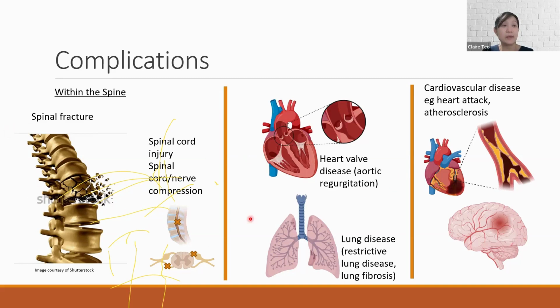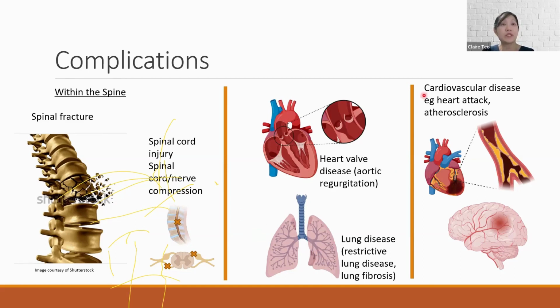leading to a heart condition called aortic regurgitation. Also rarely, it can result in lung disease, what we call a restrictive lung disease. Because of the changes of the spine, the change of the curvature of the spine, the lungs become compressed, so they have restrictive lung disease. And rarely another lung condition known as lung fibrosis, which is inflammation of the lungs, may occur, typically in the top part of the lungs.